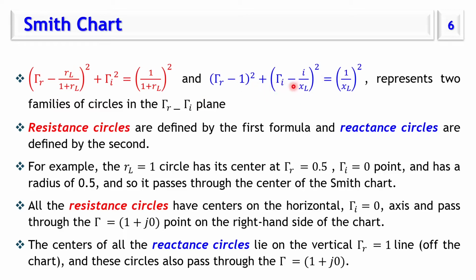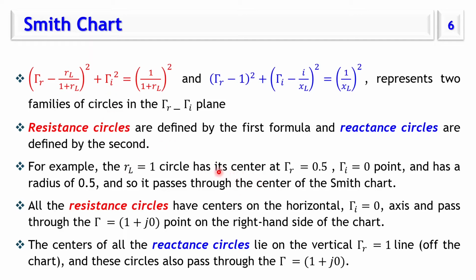The other circle, which is the reactance circle, is shifted for gamma R equal 1, so it is on the gamma R equal 1 line, and the imaginary part is also shifted, and the radius squared of this circle has this expression. So if we have R equal 1, where R_L means the load impedance normalized to the characteristic impedance, equal 1, and we substitute here.